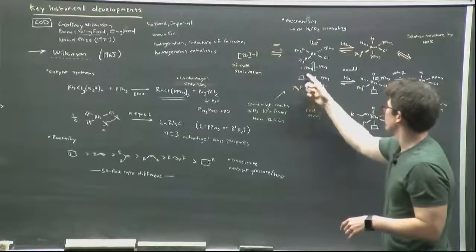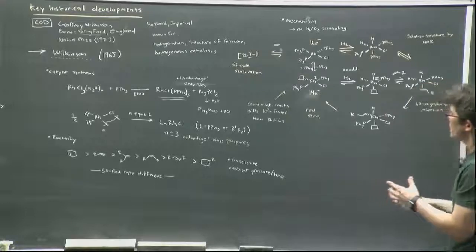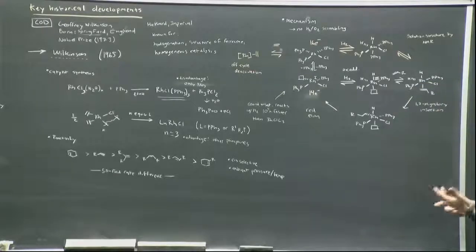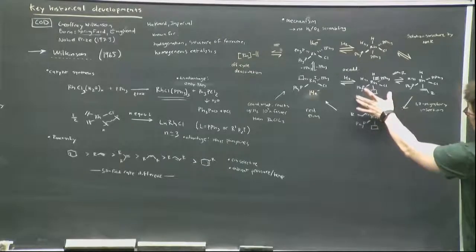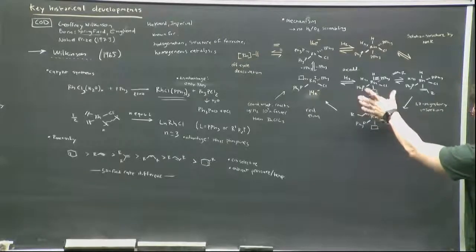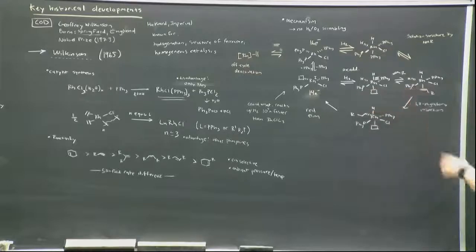I'll draw these as open coordination sites, but of course, in practice, you can think that a solvent molecule is able to bind here and stabilize it. So even though we refer to it as a 14 electron complex in solution, it could very well still be 16 electron some of the time. So this rhodium 3 octahedral complex now has a vacant coordination site and can bind the alkene.